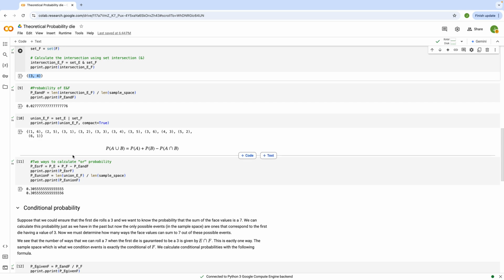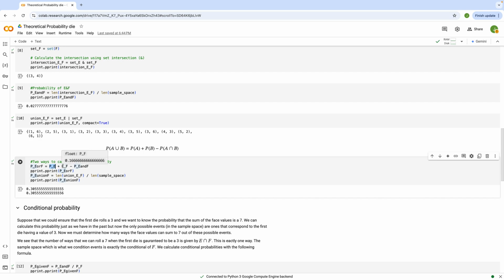Okay, so there's a formula for OR events, and it's the general addition rule. The probability of A or B is the probability of A plus the probability of B minus the intersection, and here we have to translate that into E and F. So here I calculate the right-hand side. That is, I calculate the probability of E, the probability of F, and I subtract the intersection. That gives me this probability of 30.55%.